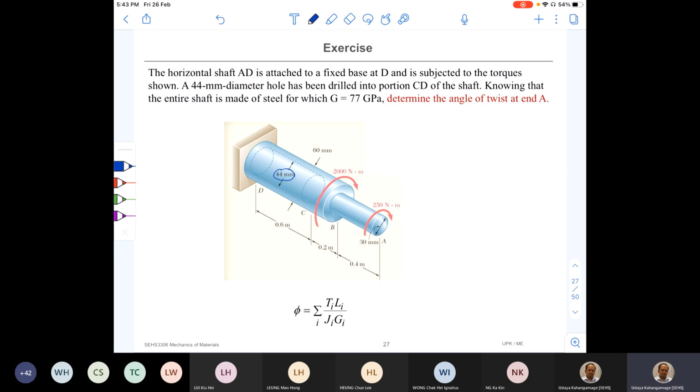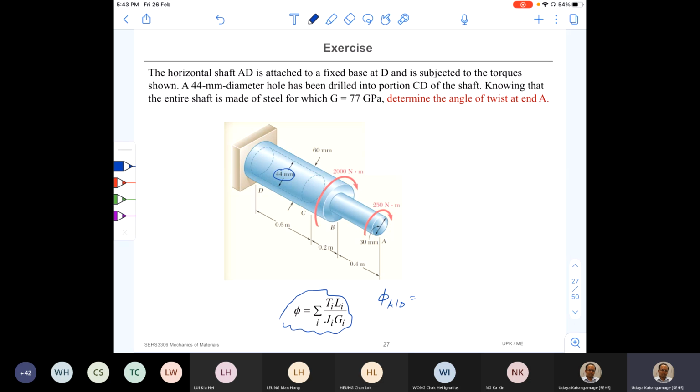So we need to write this equation. If I write a long equation, phi of A with respect to D should be equal to... first identify the portions where, or sections of the member where things are constant, the geometric details are constant, and the material properties are constant.